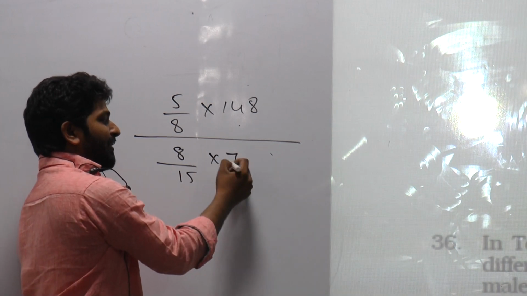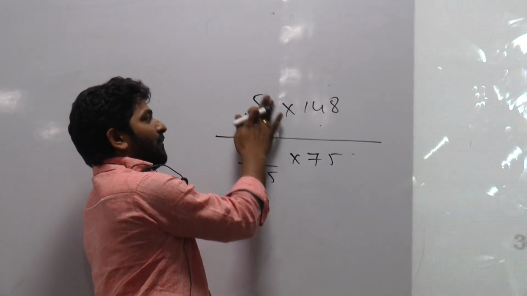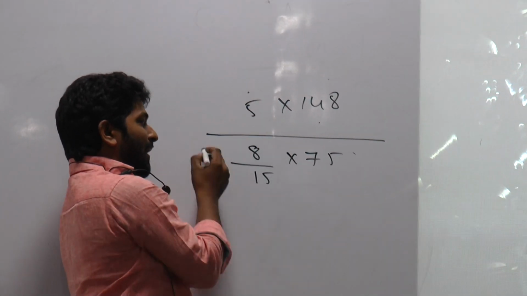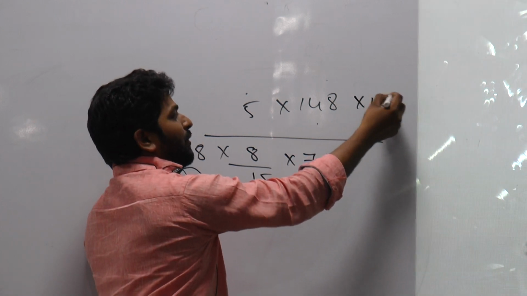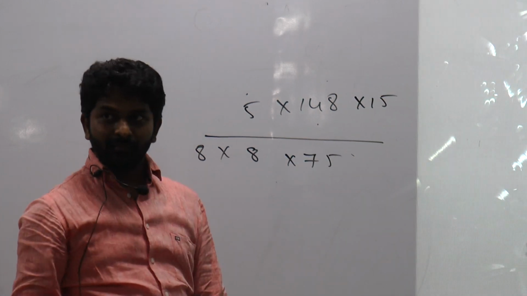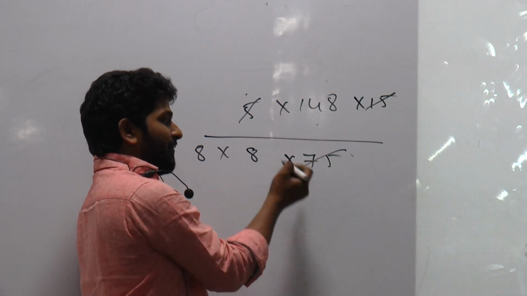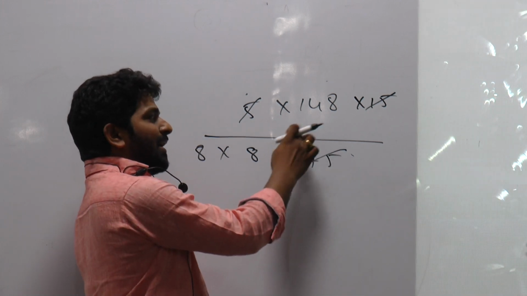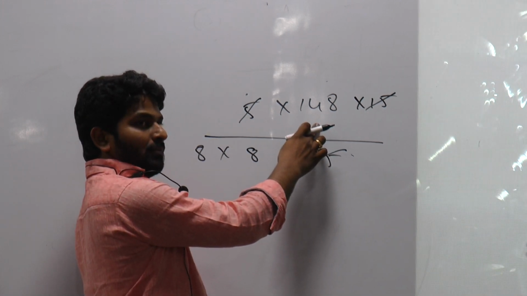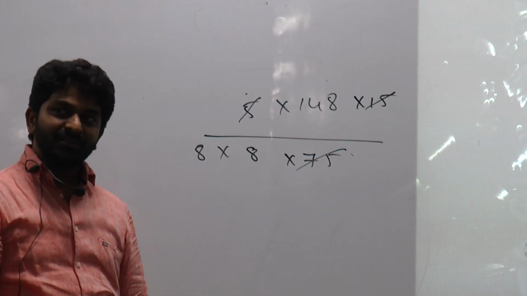Now let me write 75 here. This 8 comes to the denominator part, right? So let me write 5 here and 8 here. The denominator comes to the numerator, into 15. Clear? 5 into 15 times 75. 75 cancels. Is it divisible by 8? No. 8 tens? 8 20 times?